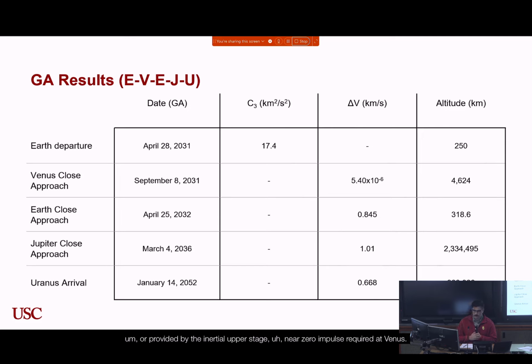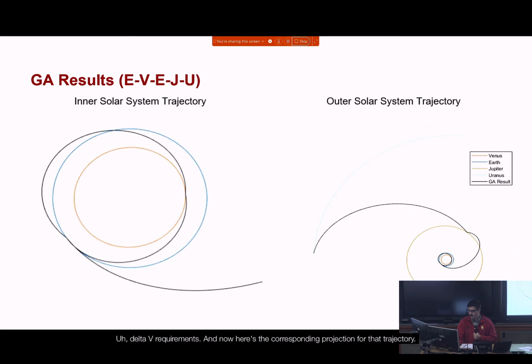Near zero impulse required at Venus. However, hefty delta V corrections at Earth and Jupiter, while their actual capture at Uranus is the lowest of the performance delta V requirements. And now here's the corresponding projection for that trajectory. A black line, again, is the result of the genetic algorithm, and then I tried color coding the plans to the best of my ability.